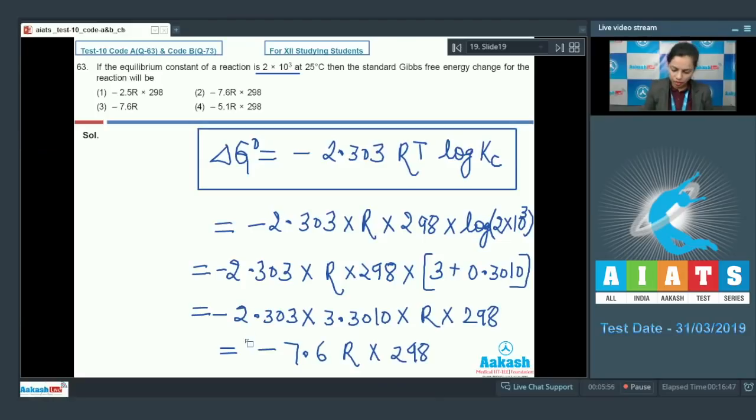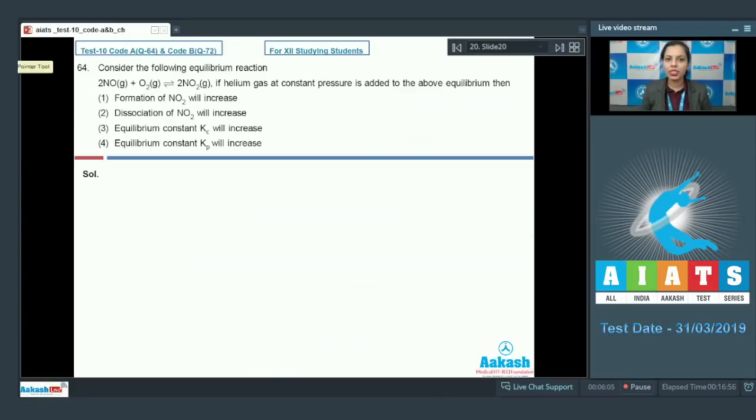It means this is your final answer. And this answer is correctly given here in option 2. So just choose option 2 as your correct answer. After this, question number 64 we have.